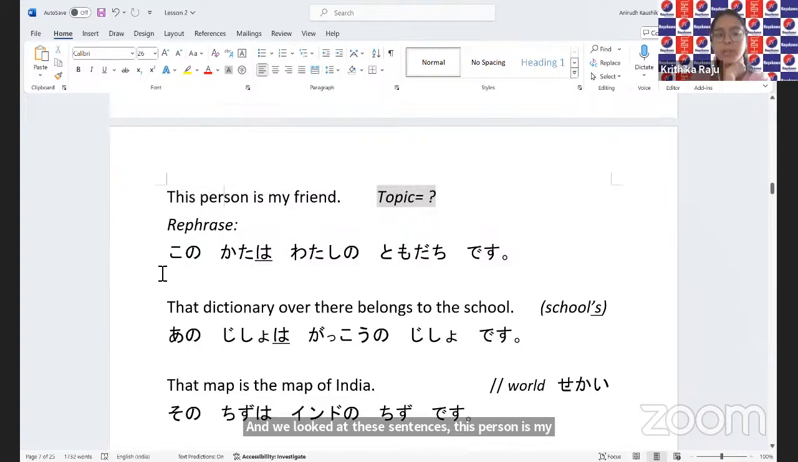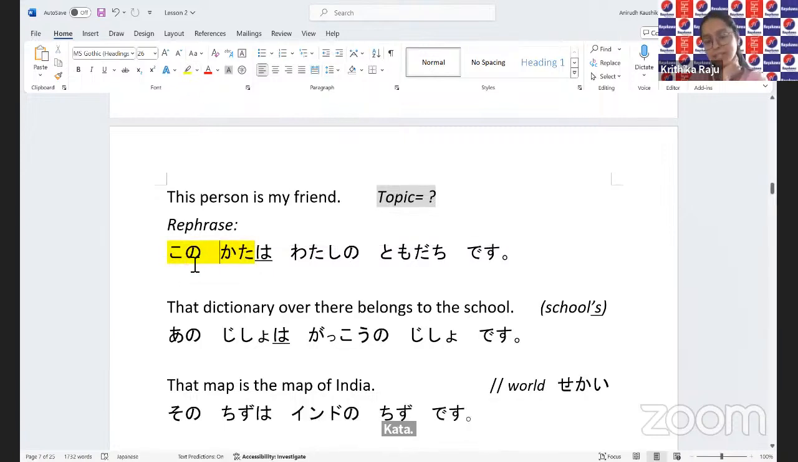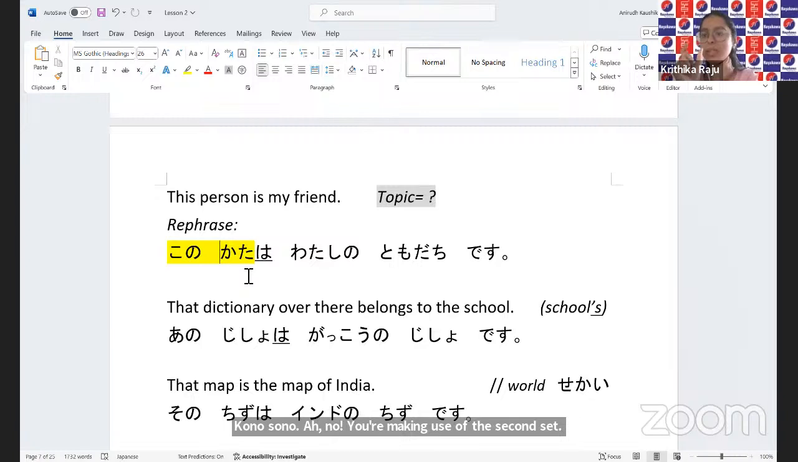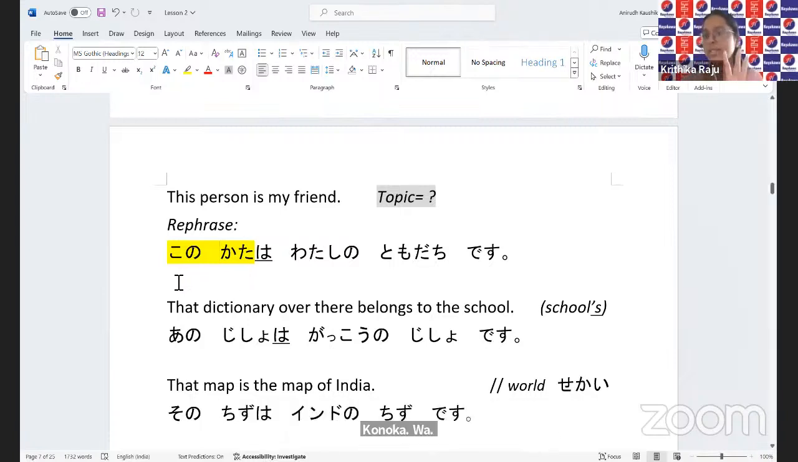In this sentence, you have this immediately followed by the noun person. So this sentence will begin with kono kata. This person. Kono kata. So here you're making use of the second set, right? Kono, sono, ano. You're following it with the noun kata to make this sentence. Here you're talking about somebody who's next to the speaker, so you're using the first word, which is kono. Kono kata wa. But now, we've also learned the fourth set, which can also be used for people.